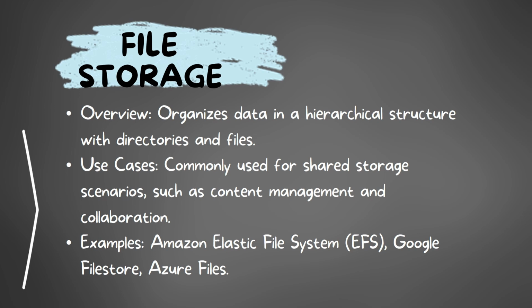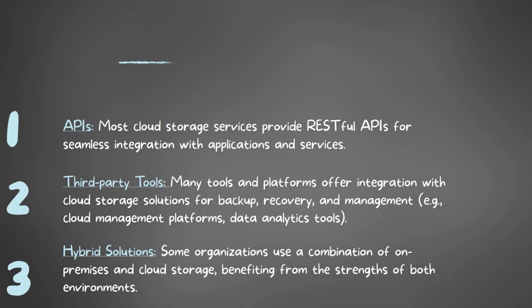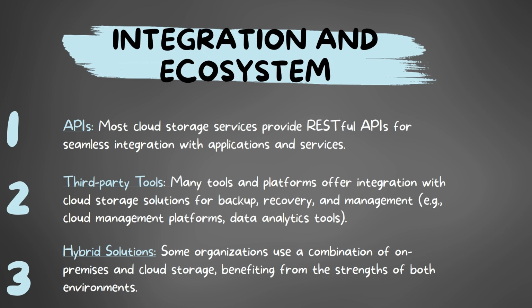The last type of storage is file storage. File storage organizes data in a hierarchical structure with directories and files. Use cases of this type of storage are commonly shared storage scenarios such as content management and collaboration. Some examples of this type of storage are Amazon Elastic File System, Google Filestore, as well as Azure Files. These are basically the types of storage present in persistent storage.